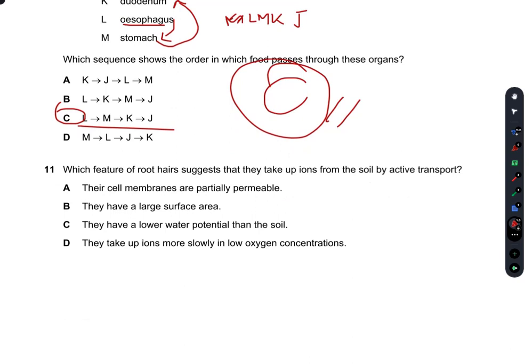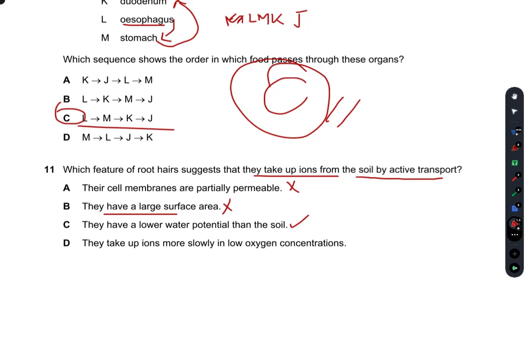Which features of root hairs suggest that they take up ions from the soil by active transport? Their cell membranes are partially permeable. Yes, they are partially permeable, but no, this does not suggest the statement above. They have a large surface area. Yes, they have a large surface area, but that is for the absorption of water. They have a lower water potential than the soil.